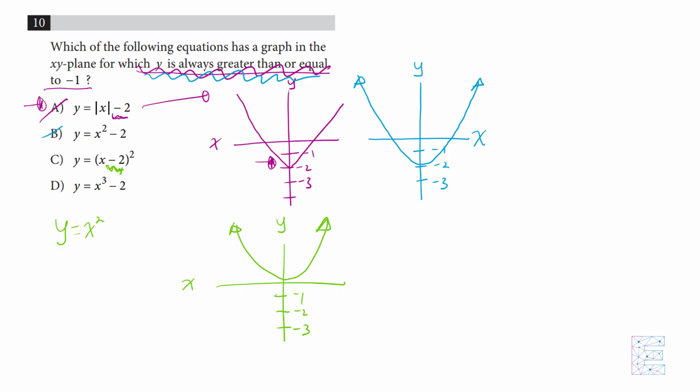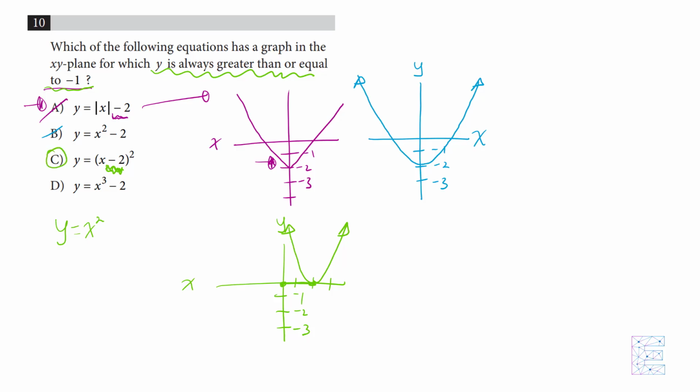However, this -2 is a transformation where? Correct. So that moves the graph to the right 2 places. So the graph would actually be here. Let's see if that's the answer we're looking for. We wanted the graph where the y value is always bigger than or equal to -1. Yeah, the y value here is definitely bigger than -1 because the y value is 0. So C would have to be the answer.